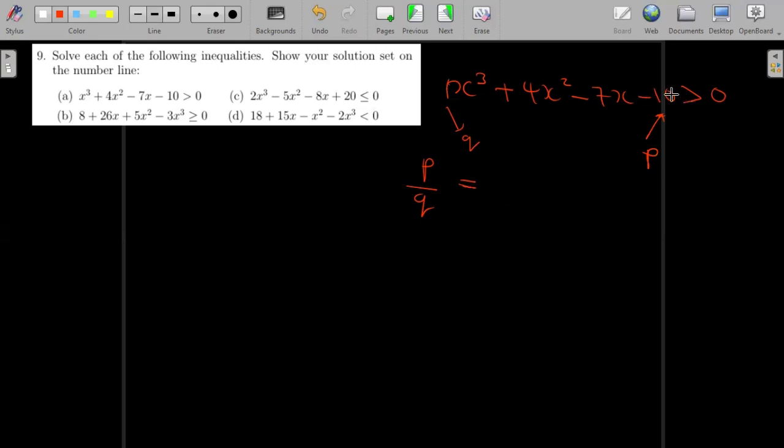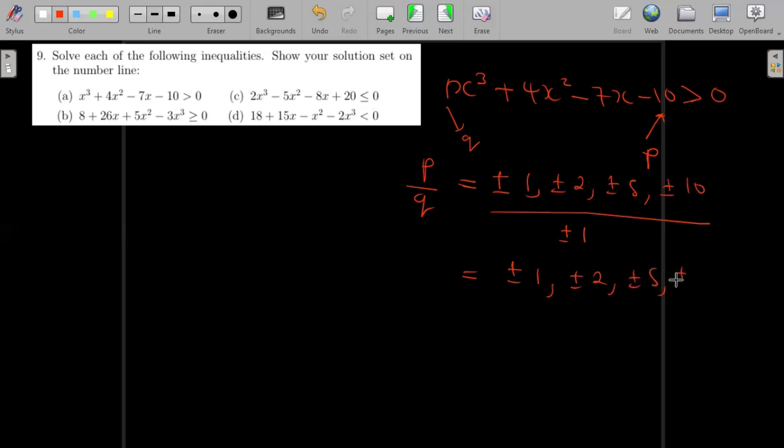So you get the factors of this p, positive and negative, that is. So you have 1 being a factor, you have 2 being a factor, you have 5 being a factor, and you have 10 being a factor. And you're dividing by the factors of the q as well. Factors of 1, just positive and negative, of course, that's plus minus 1. And this here will give us plus minus 1. When we divide by plus minus 1, we just get the same things here. That's what we're going to get. Okay, so plus minus 10.